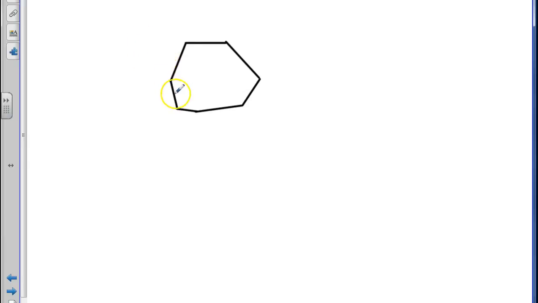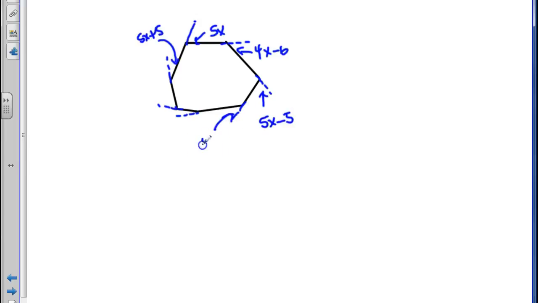All right, so last one. All right, so let me extend these out here. So this is 5x plus 5. This is 5x. This is 4x minus 6. This is 5x minus 5. This is 4x plus 3. This is 6x minus 12. And this is 2x plus 3.